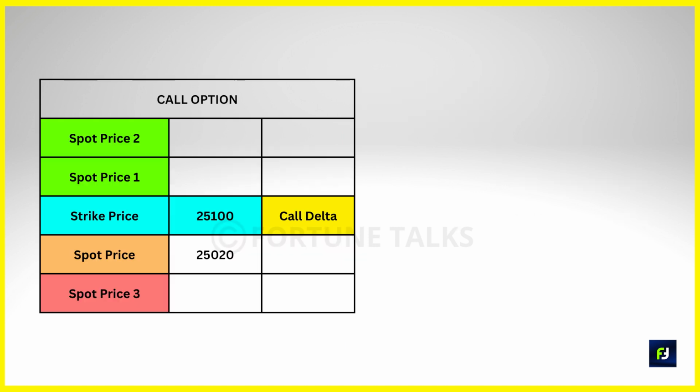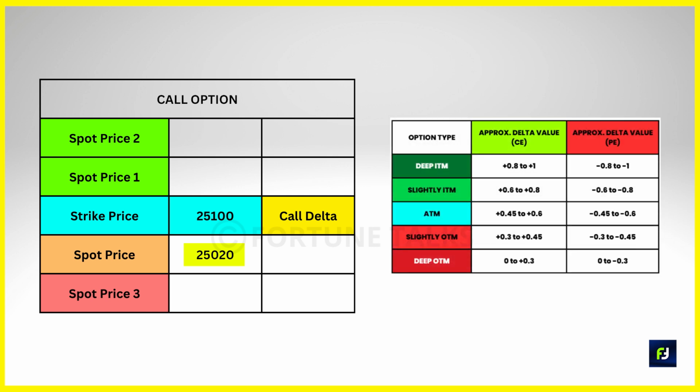Now, assume Nifty spot price is at 25,020, the strike under consideration is 25,100 and the option type is a European call option. Now tell me, what is the approximate delta value for the 25,100 CE when the spot price is at 25,020? From the table, it can be said that the delta value should be between 0.45 and 0.3 as 25,100 CE is slightly out of the money. For the time being, let us assume the delta is 0.4.